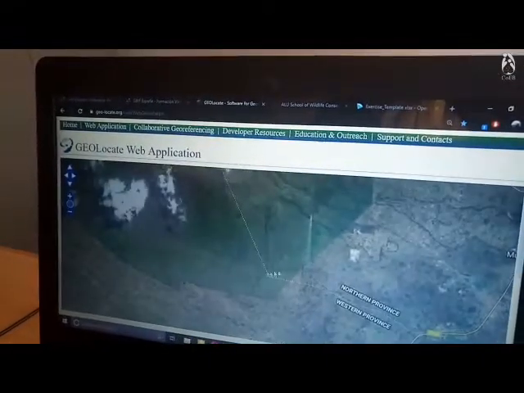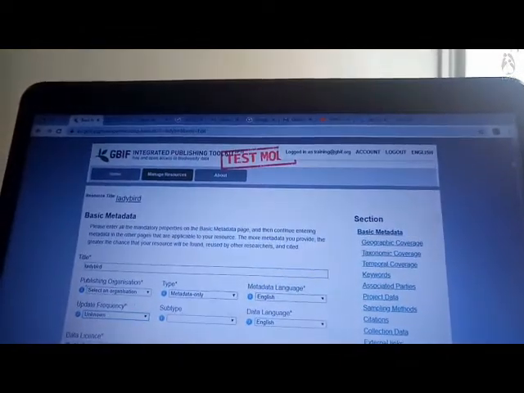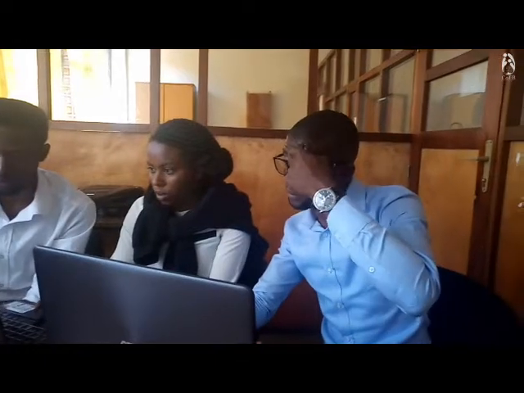And also we're going to need another tool to publish data when data are cleaned and transformed. So we're going to use IPT. IPT is the Integrated Publishing Toolkit. That tool is going to help us to publish data on GBIF.